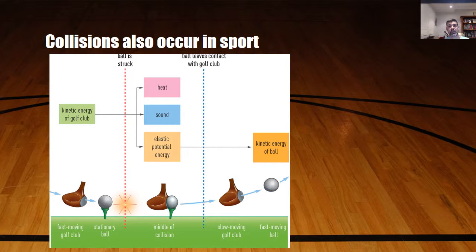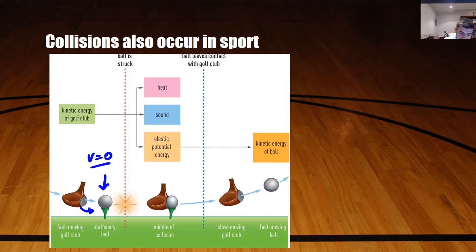Now, collisions also occur in sport, and it's interesting to have a look at different types of sports and the way in which these collisions can occur. So if I just change the color for a second, you'll notice here that we have a golf ball that is stationary, so its velocity would be equal to 0. And the club head is coming through.